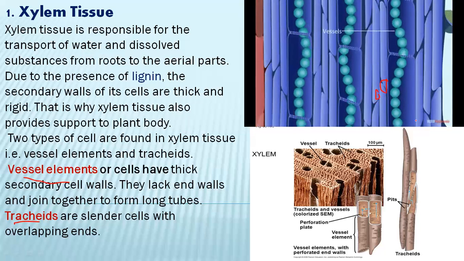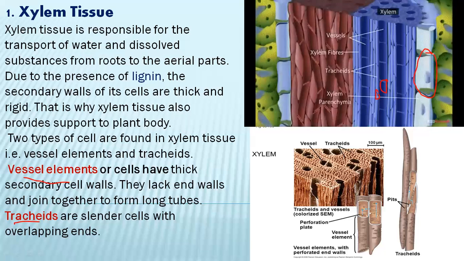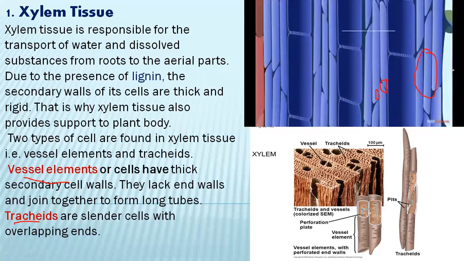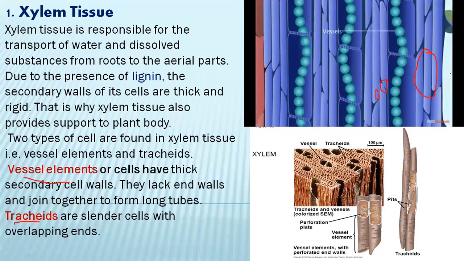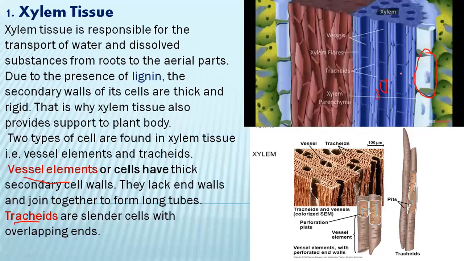So there are some other cells. These are broader cells. These are called xylem parenchyma cells. These cells are very important because they have a stored reservoir of fats and carbohydrates which gives energy to these cells for the conduction of water.